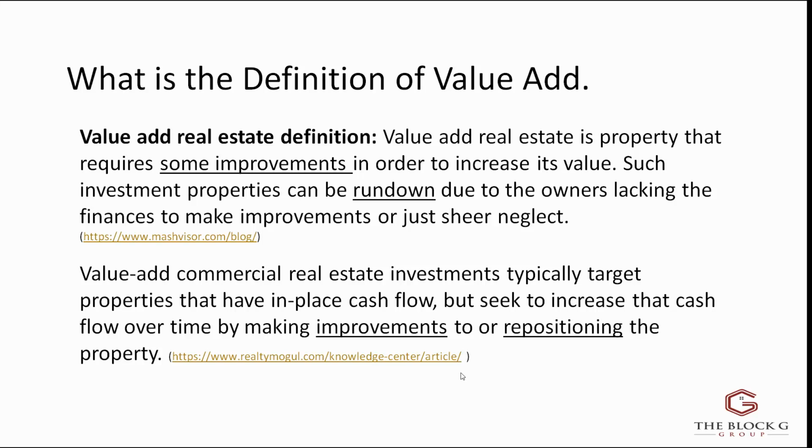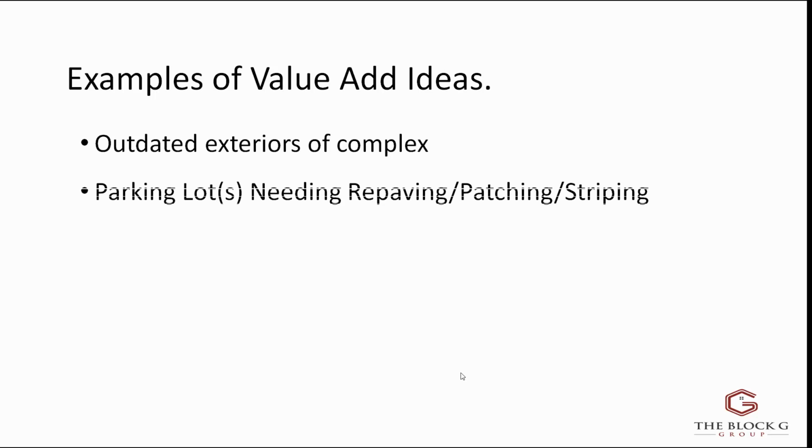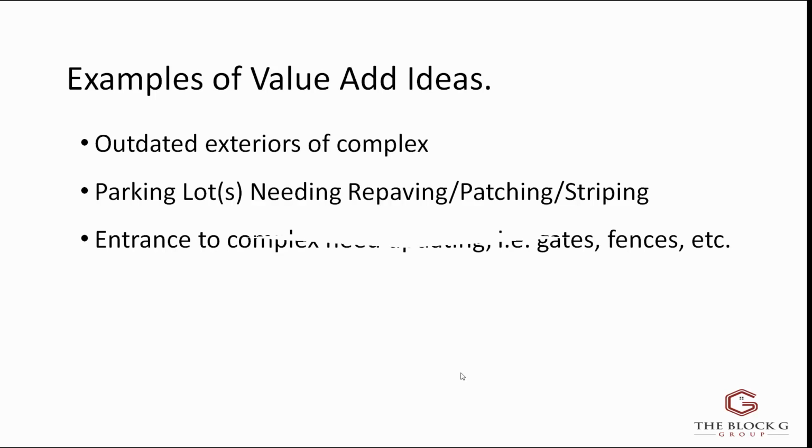So let's get started with some things that we consider value add, right? Examples of value add ideas. Outdated exteriors of the complex. A paint color that was 1970s, 1980s, or even 2000s, right? Parking lot needs to be repaved or restriped. A lot of holes, potholes. This is maybe a sign of the building owner not really caring, or not having the money to do that. And again, there is stuff in here like raising rents, and we cover that, but I want to give you additional value add ideas from that.